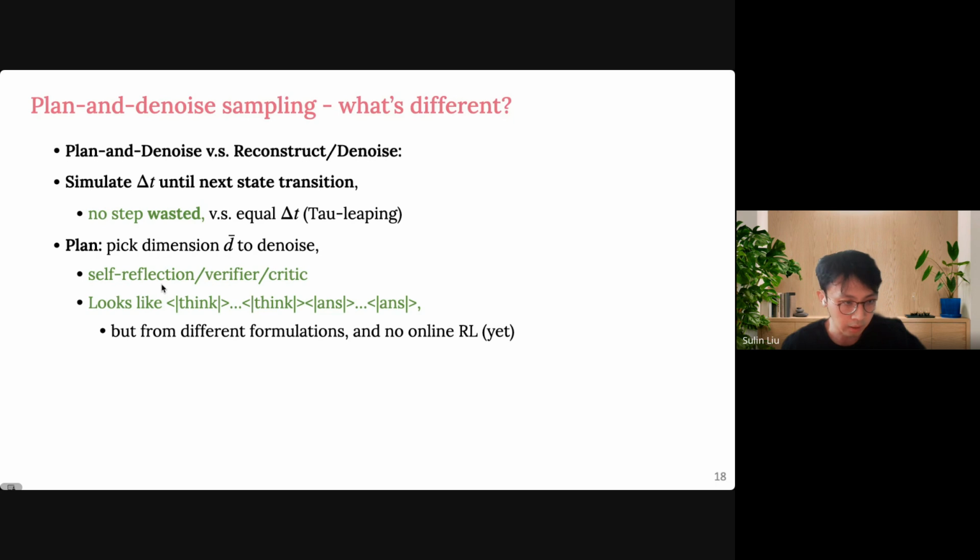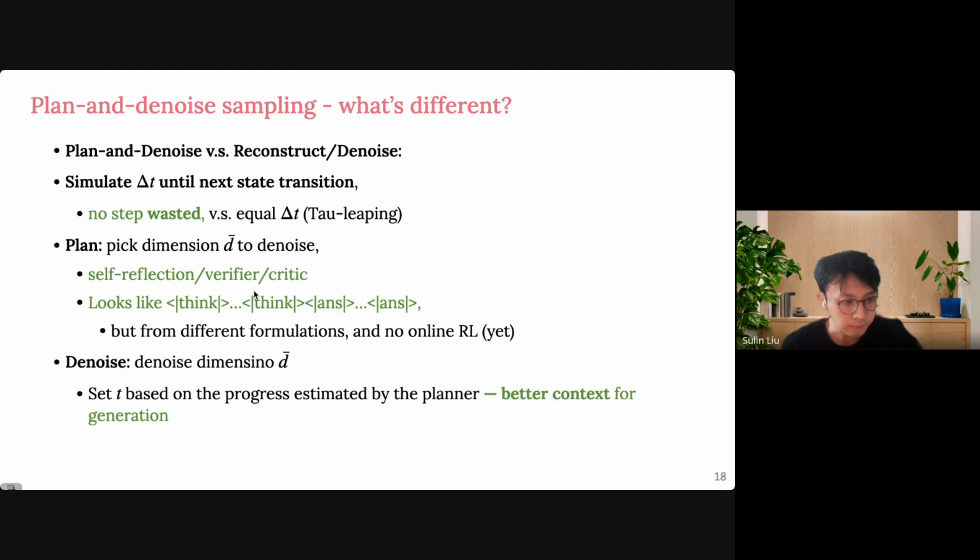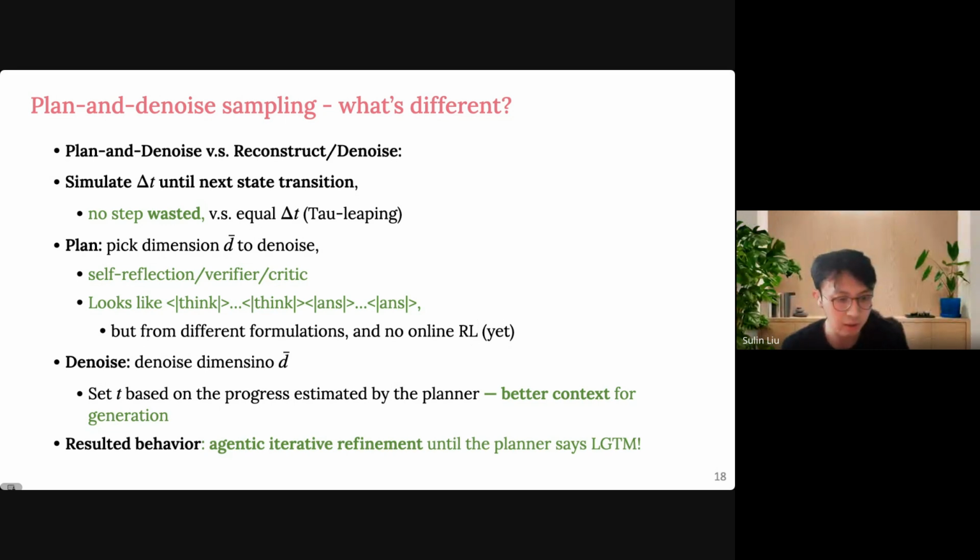So at least it introduces one-step planning for each of the generations. It also works as a self-verifier, until you sample until everything is correct. For the denoising, one thing I observe is that if your denoiser needs time information, it matters: for a mask denoiser you don't actually need the time information, but for other denoisers, like when you are denoising from a partially corrupted sequence, the time information is very crucial. If you recalibrate the time based on the planner's estimate of the current time, it always gives better performance by providing better context for generation. The resulting behavior is this kind of agentic iterative refinement that happens until everything looks good to the planner.